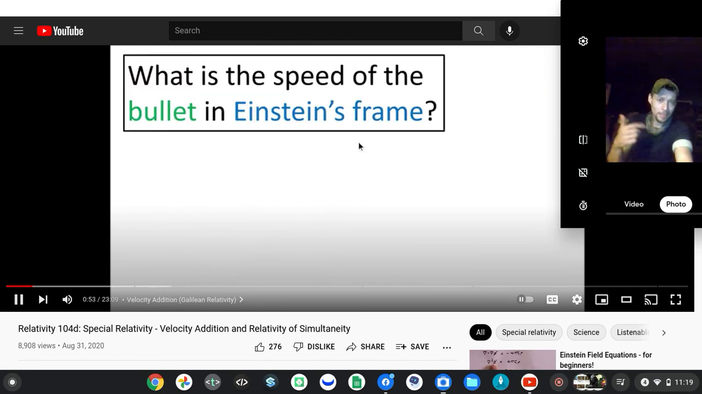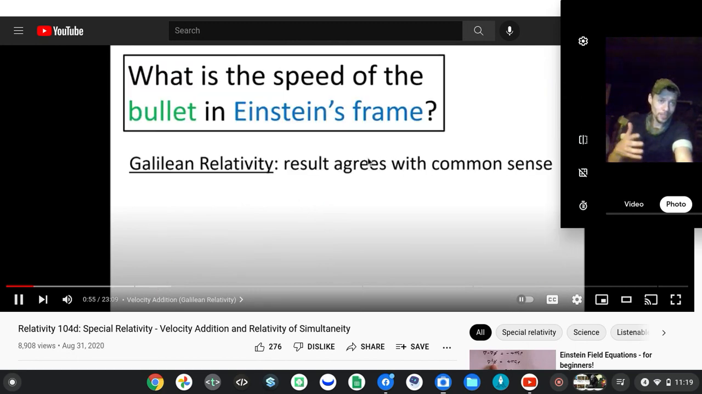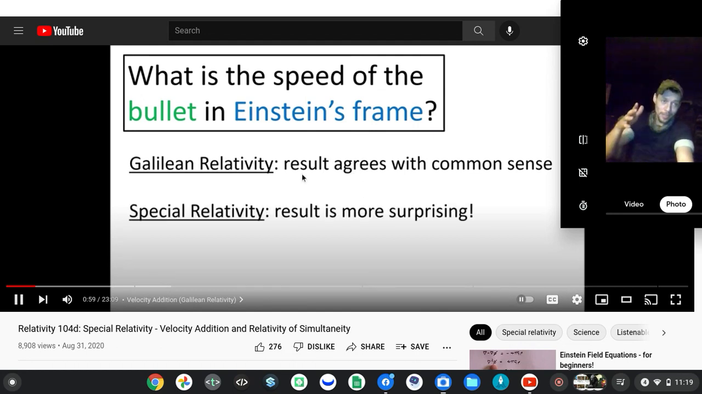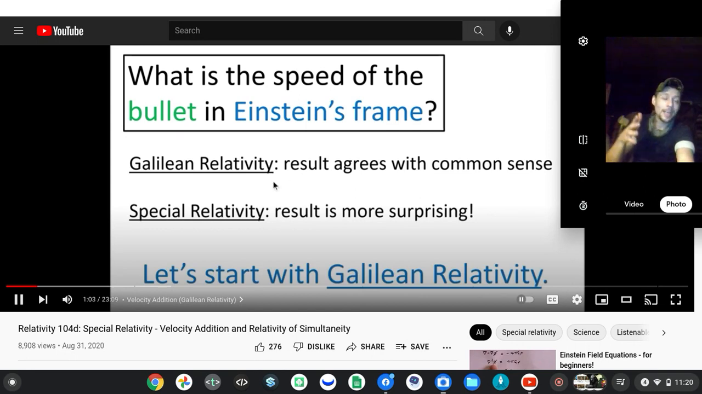In Galilean relativity, we'll find that the speed of the bullet agrees with common sense. But in special relativity, the answer is more surprising. Let's start by looking at the problem in Galilean relativity.